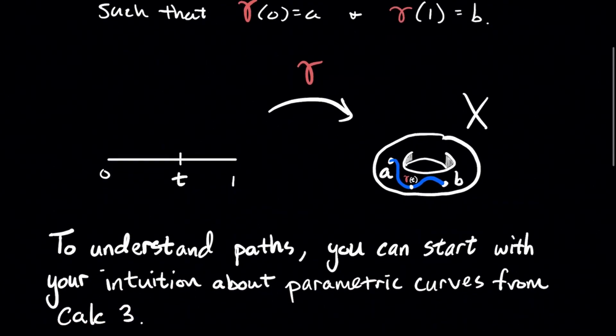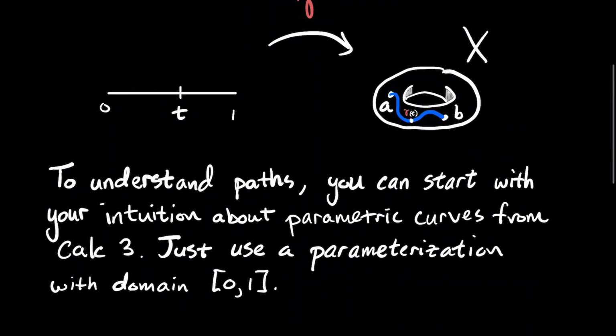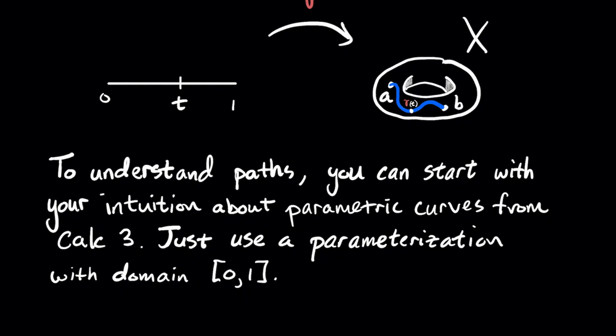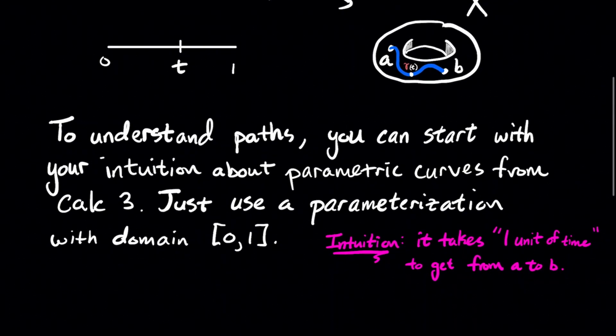To understand paths, you can start with whatever intuition you have left about parametric curves from Calculus 3. Sometimes those form a path, as long as you use the parameterization with domain from 0 to 1. You can think about this domain from 0 to 1 as taking 1 unit of time to get from the point A to the point B in the topological space.